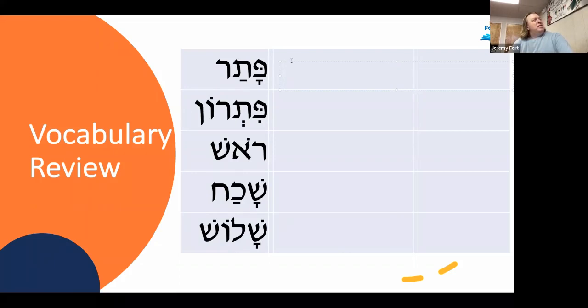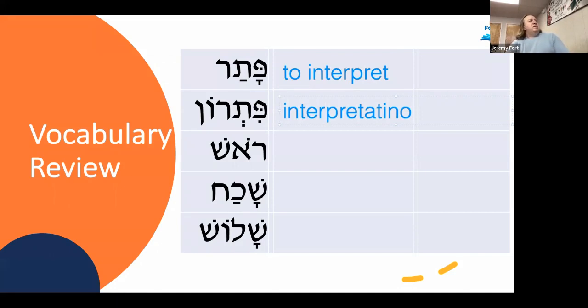Brent, why don't you go and pronounce this, and if you know it, you can give it to us. Patar, perfect. And do you remember what that is? To interpret. Yep. So that means you should be able to get this next one. Pitaron. So what's a pitaron? Interpretation. So everybody see the link between those two words? Yep. Our root right there.